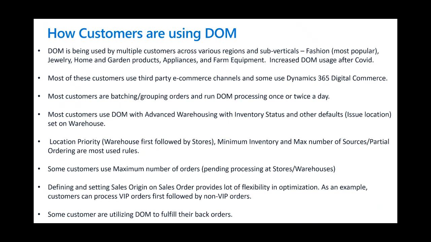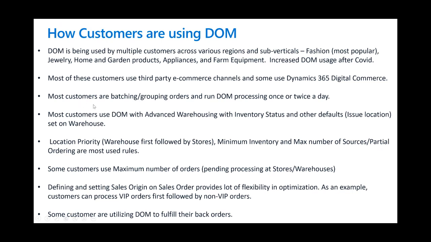Okay, so regarding how customers are using DOM, currently multiple of our customers are using it, and these customers fall into multiple verticals, like fashion, jewelry, home and garden, appliances, and farm equipment. All those customers are using DOM for fulfilling their orders. And as Murli was also saying, we see an increase in DOM usage after COVID. The other thing is most of these customers are using third-party e-commerce channels also, right? So it does not mean that it works only for the out-of-box channels, but if you have third-party e-commerce and the orders are integrated from there, just make sure that certain key checkboxes are checked. The retail sales is one of them, and the sales order origin is the other, for DOM to work. Okay, and then DOM will process those orders for fulfillment.